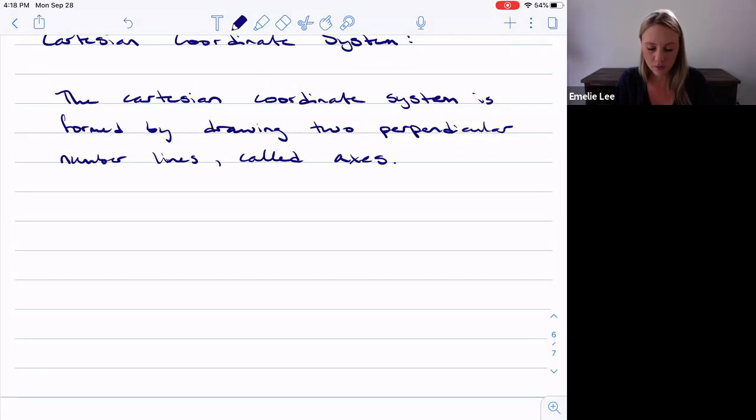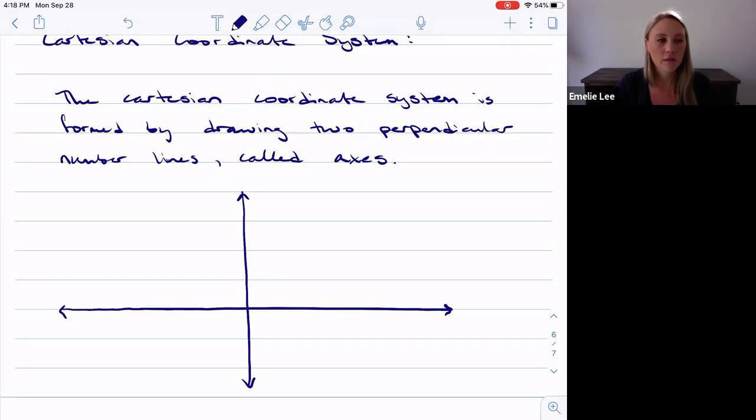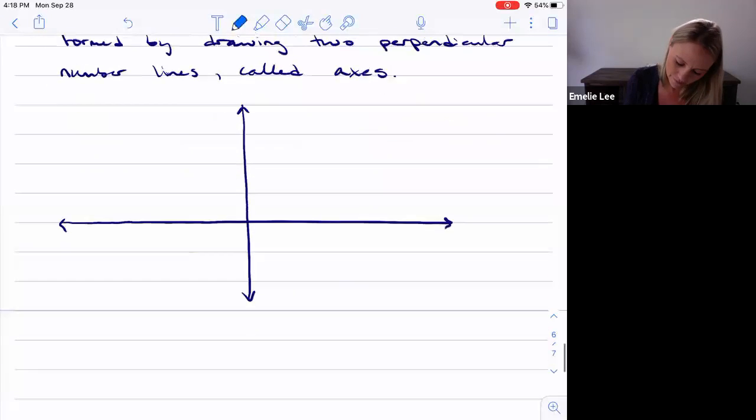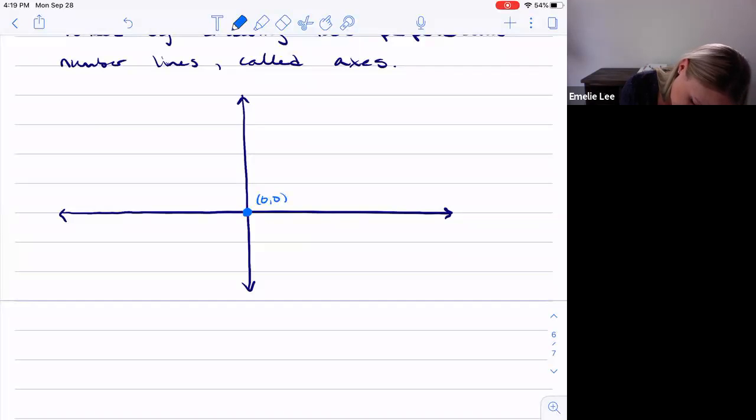So there's some terminology here, and we're going to go through and just set up a Cartesian coordinate system. The first thing we said was, okay, it's a set of perpendicular number lines. Of course, they cross here at 0, 0, which is also called the origin.